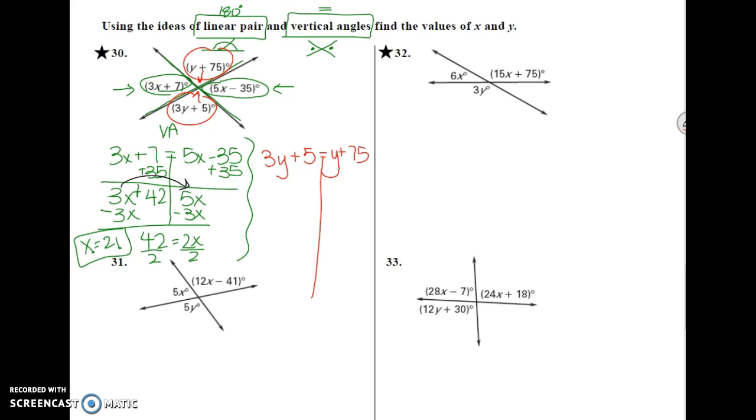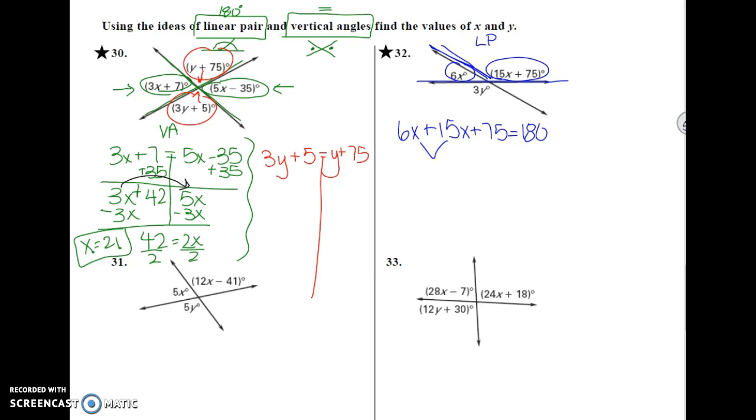Question 32 is slightly different. I notice that I have two x expressions and only one y expression. So I tried to do something with the x's together. And I notice that now they are next to each other on a straight line instead of across from each other. So these are a linear pair. So I will add the two angles together, 6x plus 15x plus 75, and equal it to 180 degrees.